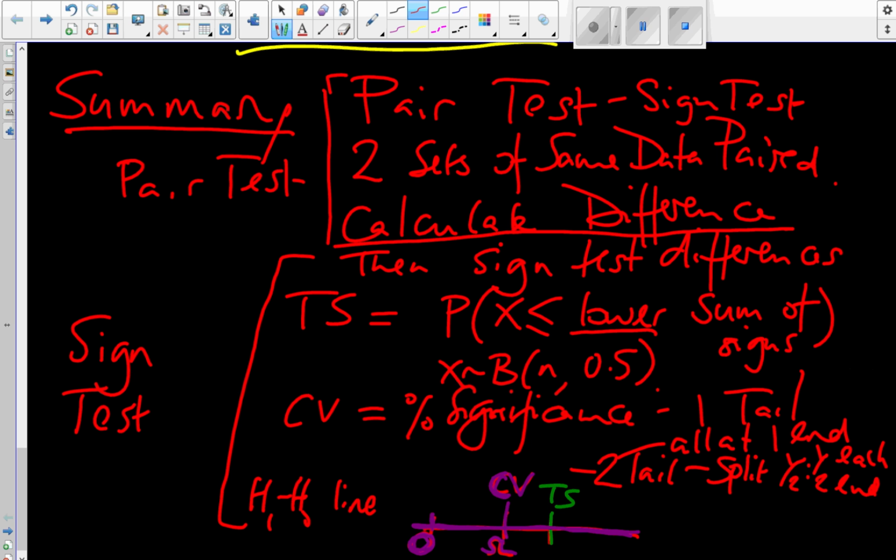So finally, here's a little summary of the pair test and the sign test. With a sign test, the top 3 items are specifically on the pair test, and the key point being that you've got 2 sets of the same data that are paired, so they've got a number above them, 1, 2, 3, 4, etc., and you have to calculate the difference. Then you use the difference to do the sign test, but you could at that point use the difference to do the Wilcoxon signed rank test as an alternative.